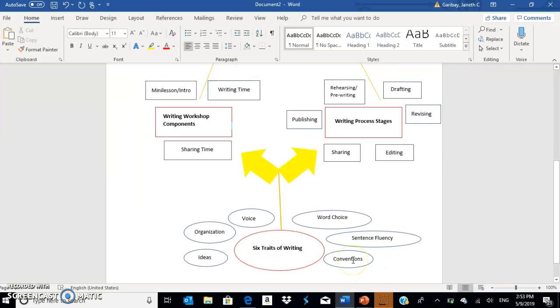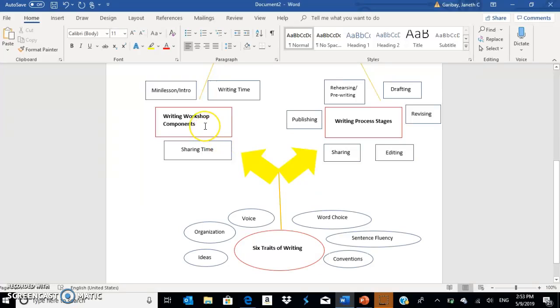the editing tools. And now I have a line here with 2 arrows leading to writing workshop components and writing process stages. Now, I put the arrows leading up to them and I put these 2 side by side because the 6 traits of writing are practiced during these workshops and they're practiced in every stage of the writing process.